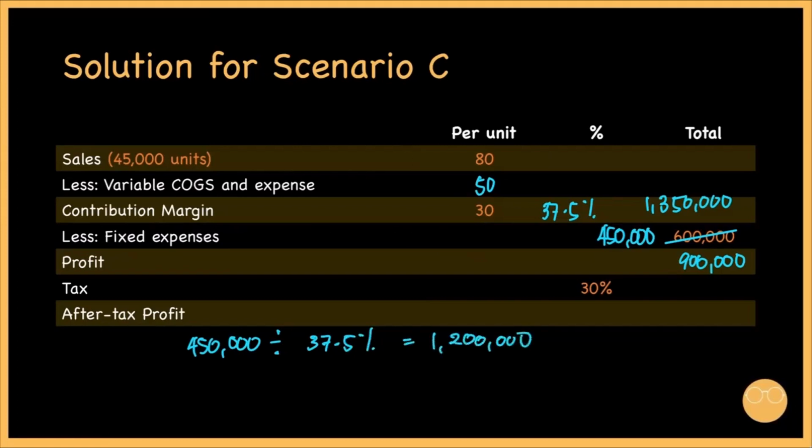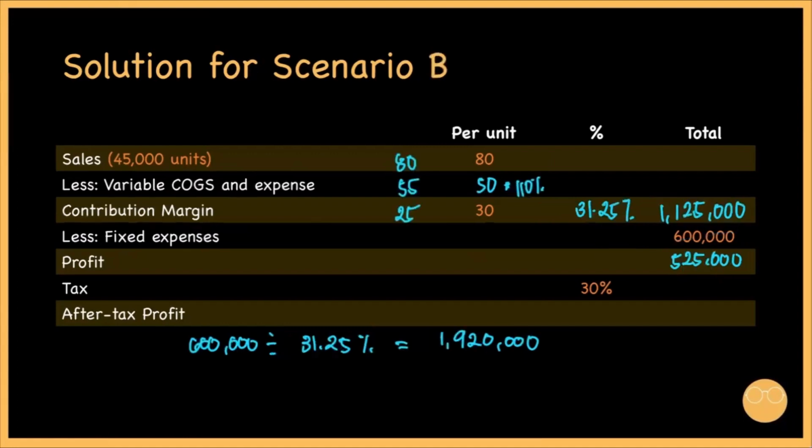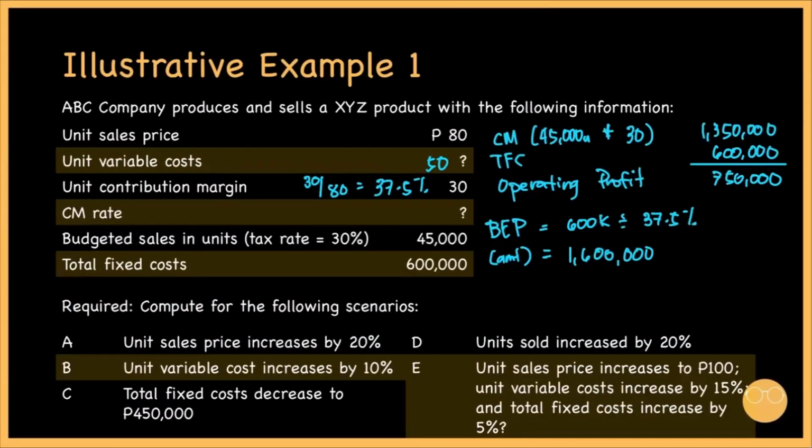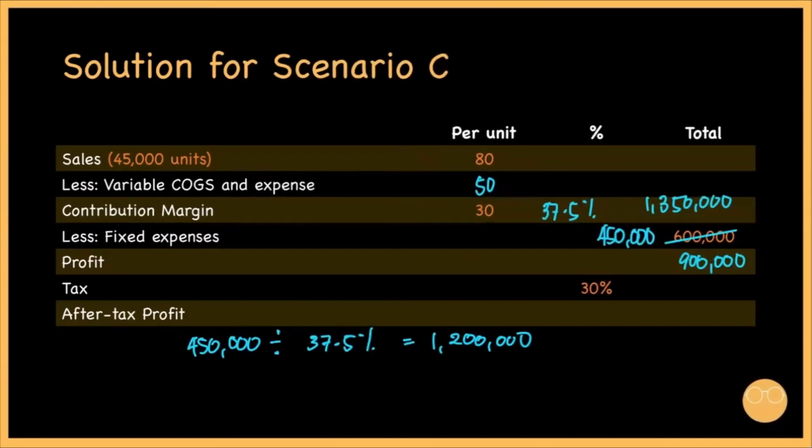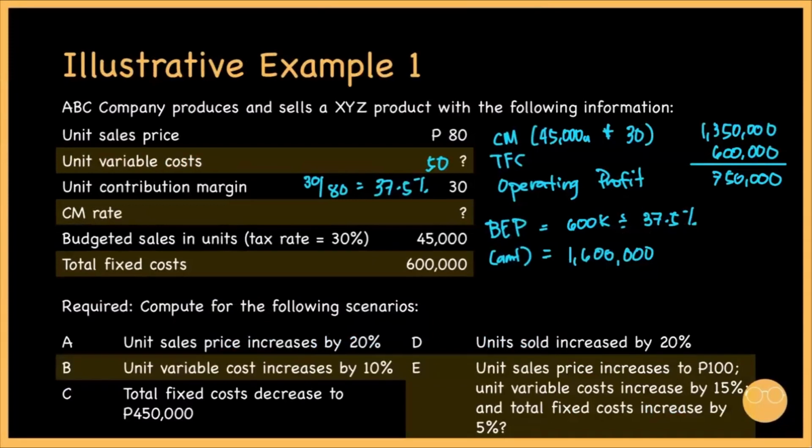Meaning to say that if there is a cut to the total fixed cost from 600,000 down to 450,000, the required sales for you to reach the break-even point is now only 1.2 million instead of 1.6 million. And your operating profit will increase from 750,000, our base amount. It will now be 900,000 pesos.